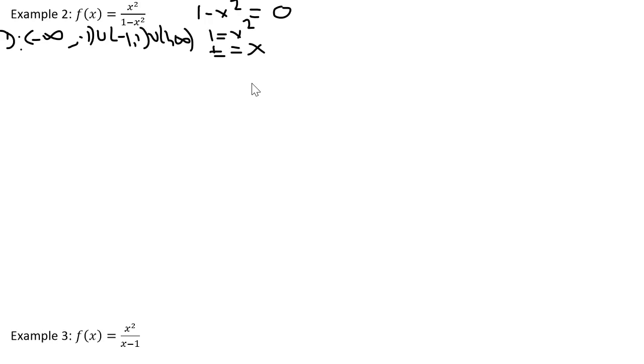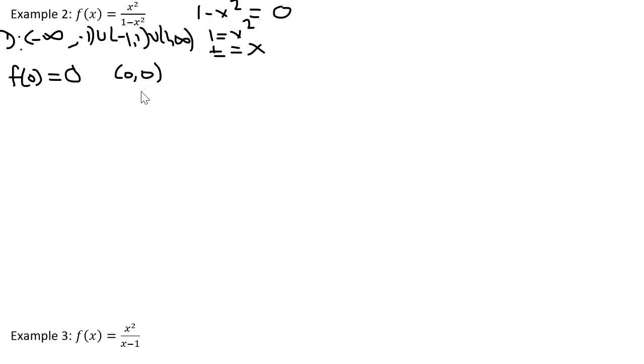Okay, there's my domain. Next, I want to identify the x and y intercepts. The y-intercept is when you plug in 0, and that is going to give us 0 because of the numerator. And then this point also represents the x-intercepts. X-intercepts of a rational function come from the zeros of the numerator, or what values of x make the numerator equal to 0. So the x and y intercepts are both 0, 0.